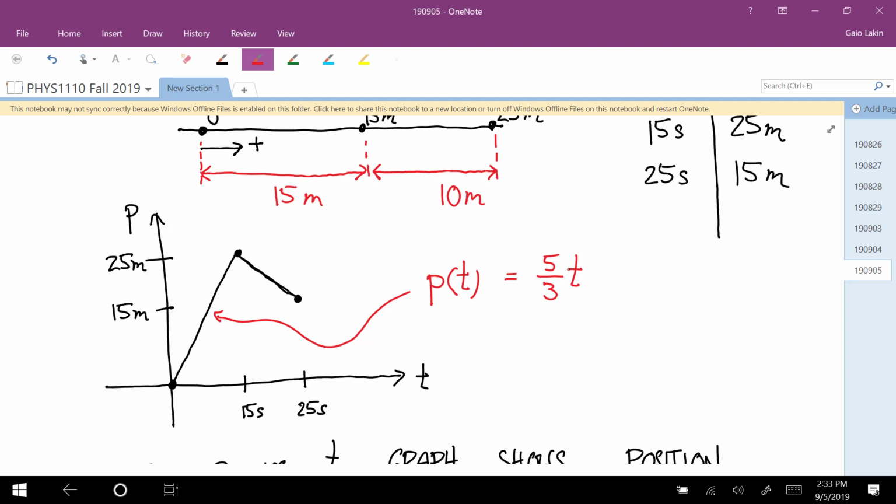That's the basic idea of what we're going to be doing with kinematics. Oh, and we're also going to be dealing with velocity and acceleration.